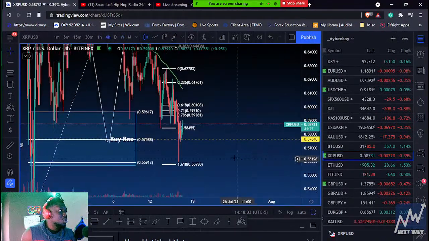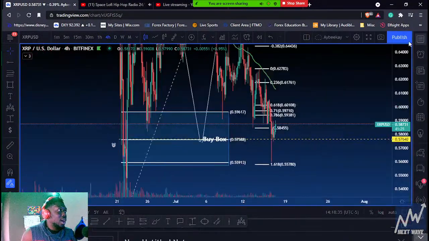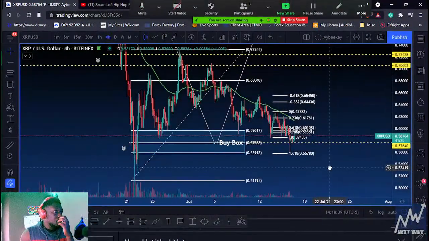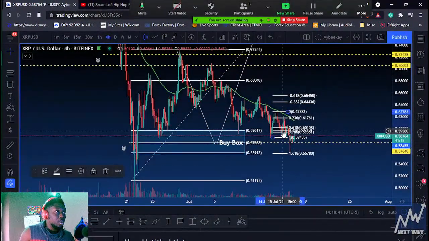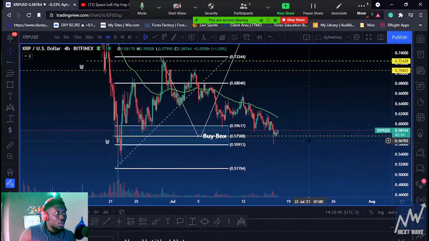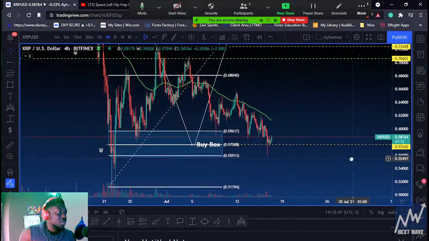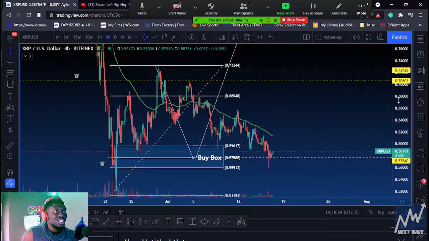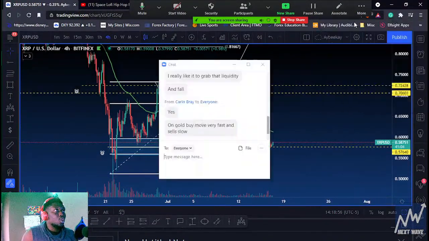Ripple came down to my 57 cents. That wick that it left was enormous, and I'm glad I didn't try to take a trade because I would have got wrecked. But yeah, my 71% fib got hit at 57. At 57,640, that got hit. So I'm just seeing what price is going to end up doing, if it's going to go bullish or not.